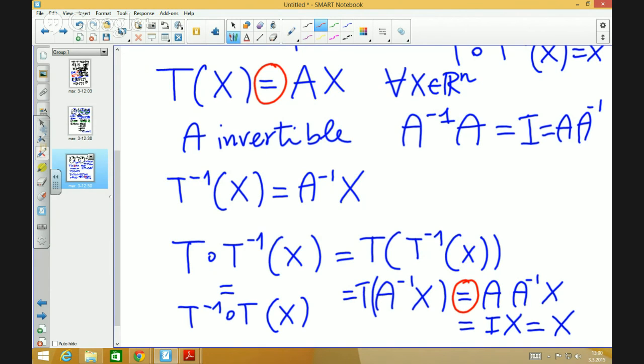But then since A times A^-1 is actually the identity, because A^-1 is the inverse of A, then we get x back.